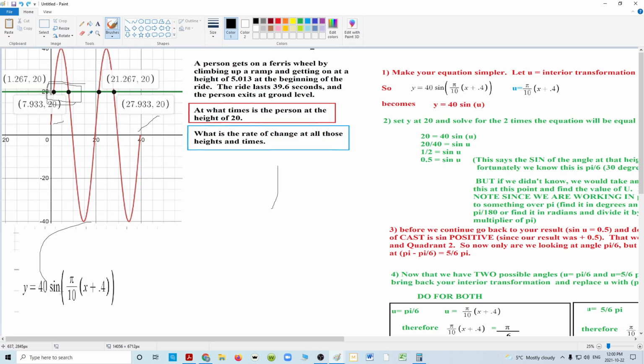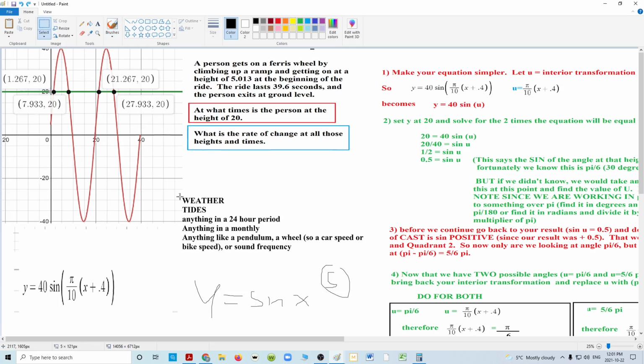We figured out the period of this was 20 seconds. So if I add 20 seconds to this, I get the next time he's at the same spot going up. And if I add 20 seconds to this spot, I get that spot the next time he's going down. So you can see this was 7.93. When I add 20 seconds, it's 27.93, and so on, and so on. So remember that every period, these 2 points will repeat. So you really have to focus on the first 2 points, and that's all part of functions. Okay?